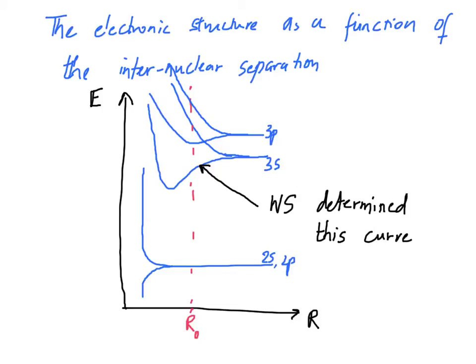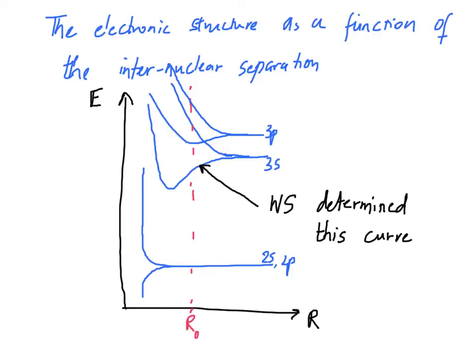Now, you may also be wondering why our equilibrium spacing, interatomic or internuclear spacing, or the lattice parameter, is not coinciding with the bottom of our 3s band. The reason for that is this R naught is determined by the total energy of our system, and what is plotted over here is just the electronic part of that total energy, right?